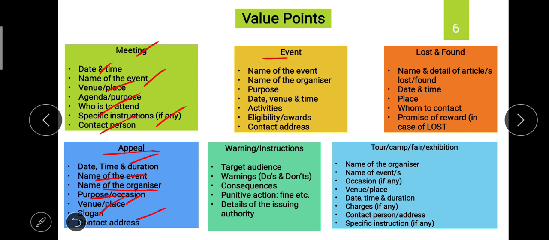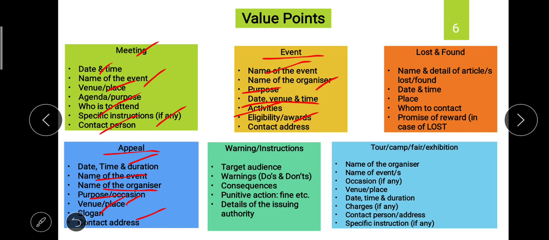Coming to the next, which is event. It may be related to some cultural event or it may be some sports event. So we should make a mention of the event, name of the event, the name of the organizer, purpose of that event, date, venue and time, then activities: how many activities and what type of activities will be part of that event must be mentioned in the notice. Then eligibility or awards.